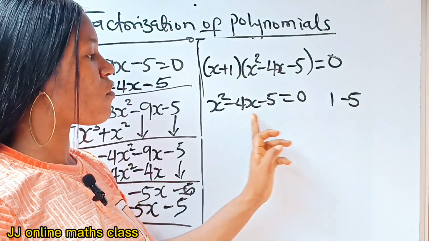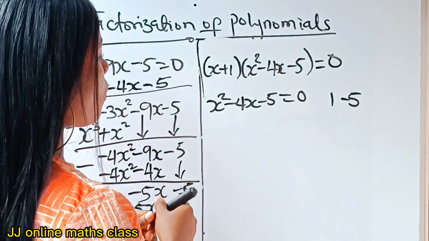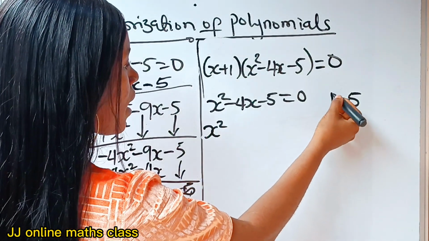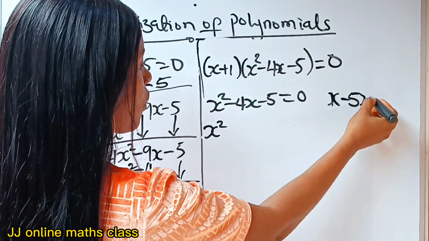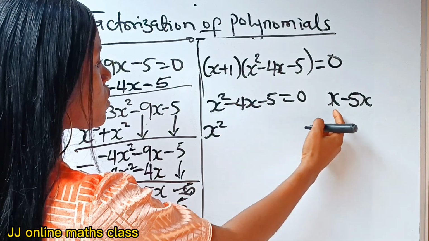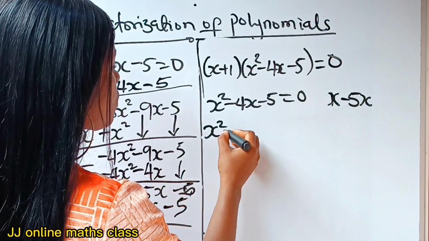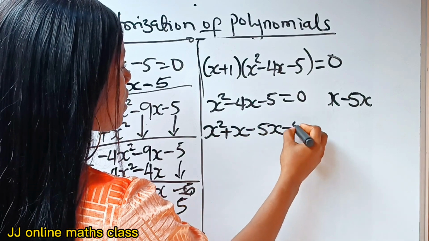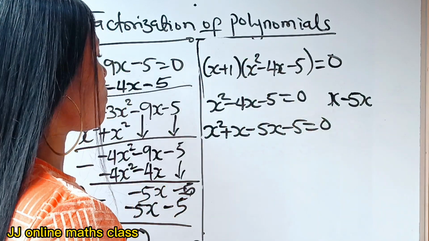And 1 minus 5 is minus 4. So what are we going to do? We are going to substitute this as our x. So 1x is the same thing as x, and we are going to add x in front of this. So we are going to replace minus 4x with what? x minus 5x. So it's going to be plus x minus 5x minus 5 is equal to 0.